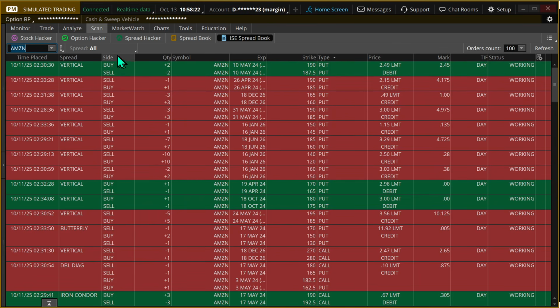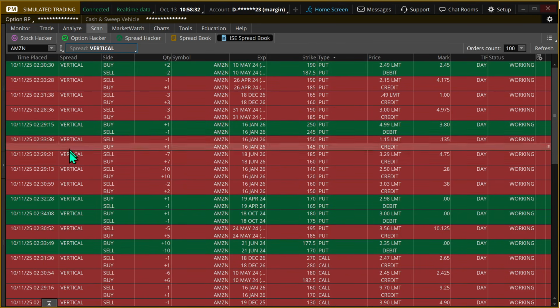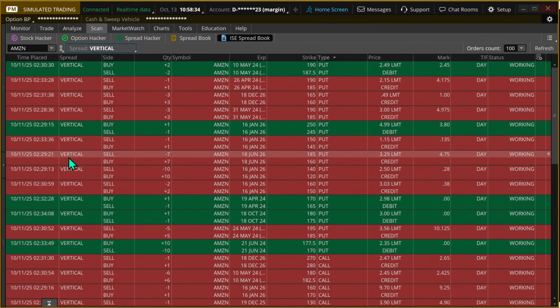You can also adjust by the spread type. If I just want to see vertical spreads, I can click where it says all up here, click on vertical, and now it's just going to give me vertical spreads that people have orders on. This is from the NASDAQ, the ISE Spread Book. Okay? And so maybe there's some ideas you like there, maybe not.